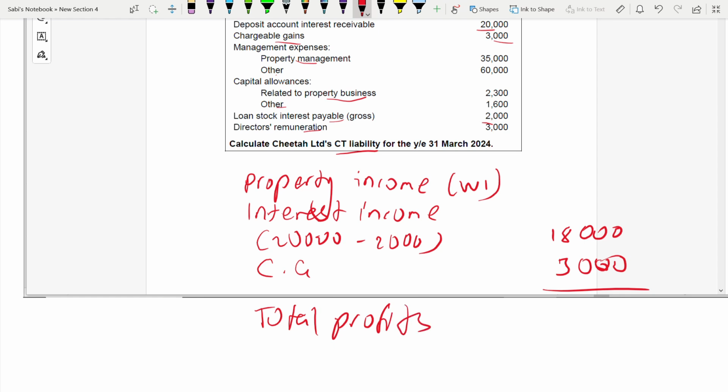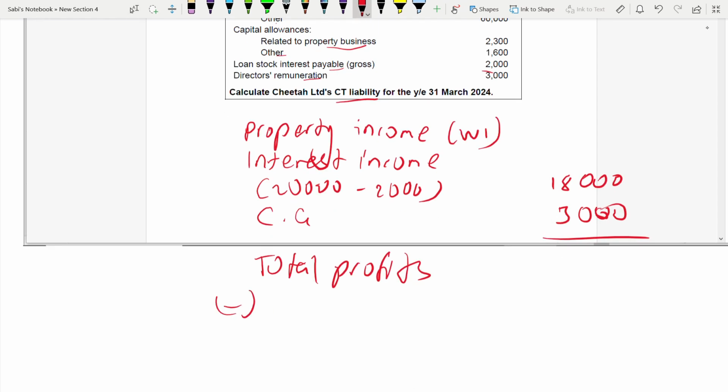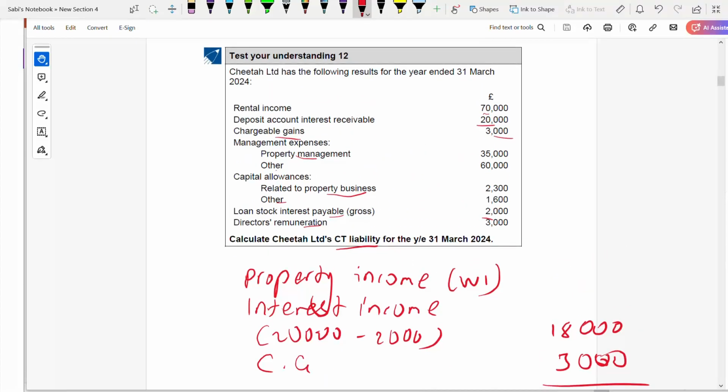From our total profit we deduct management expenses. Remember, from total profit we deduct management expenses. Here there is a working 2 relating to this, and then we'll get our TTP. Remember, it's not on total profit, it's on TTP that we have to pay corporation tax. So first we'll do the working for property income. Rental income comes under property.